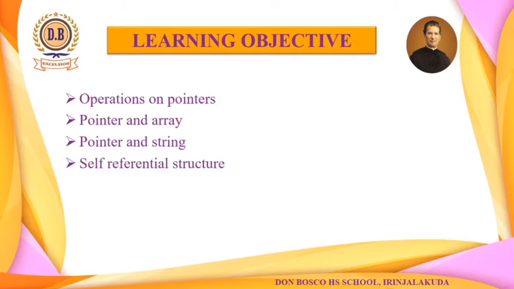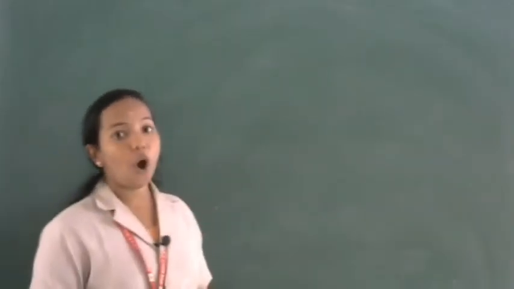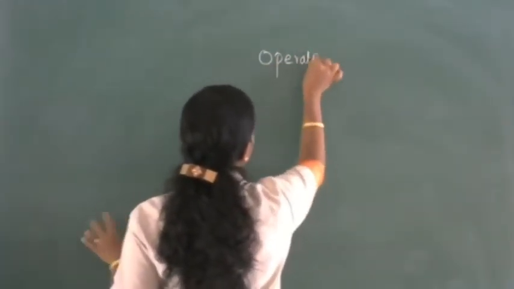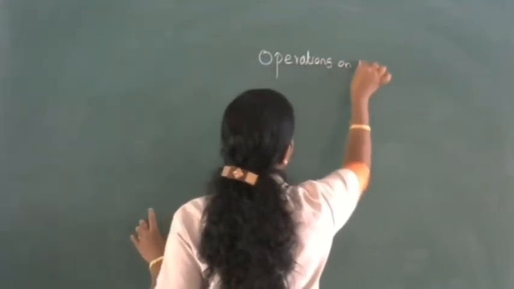The remaining sections are on pointers. So in this video, I am going to include operations on pointers, relational operators on pointers, and is there any relation between pointer and array? And pointer and string, what is meant by a character pointer, and also self-referential structure. Okay, self-referential structure. So we will start with operations on pointers.